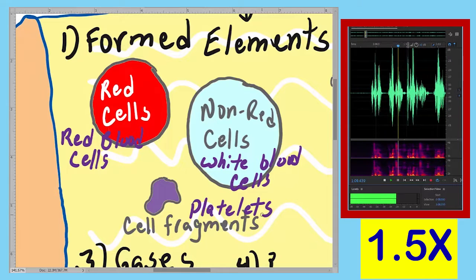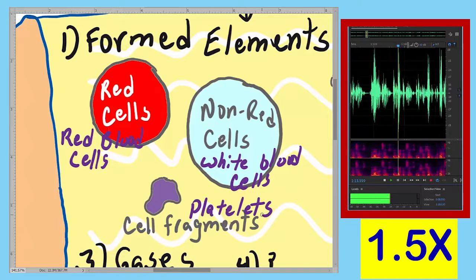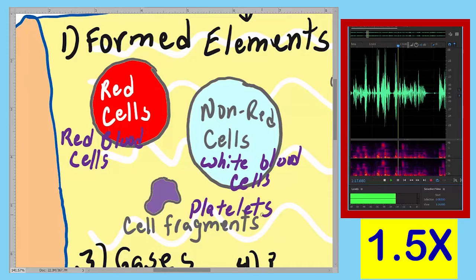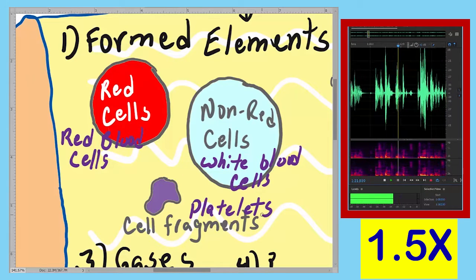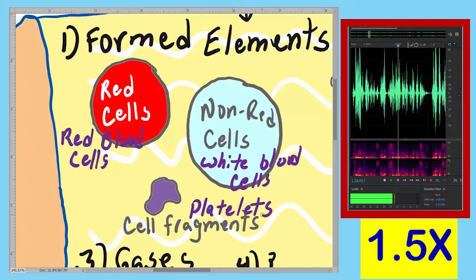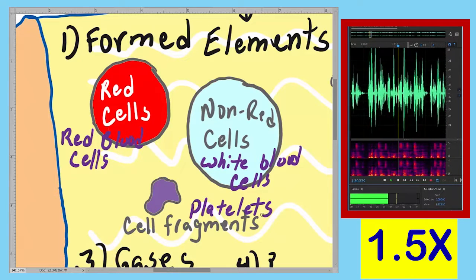And so here, the red cells are the red blood cells. The non-red cells are the white blood cells, of which there are several. There are 5 to 7 white blood cells that we'll identify later. And the cell fragments are the platelets. Before we leave the formed elements, I want to say one more thing about the red blood cells. The red blood cells impart viscosity to the blood.